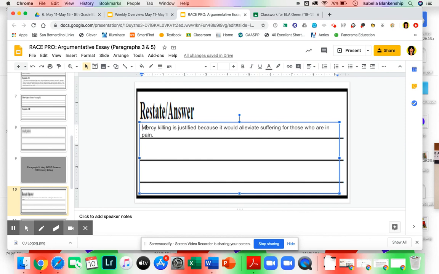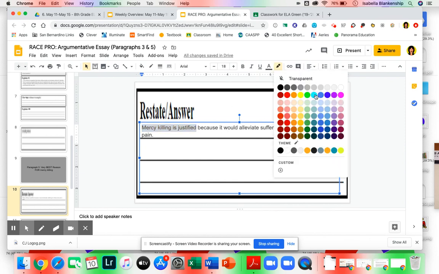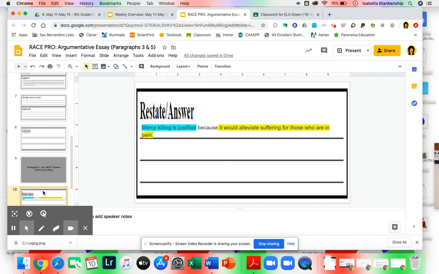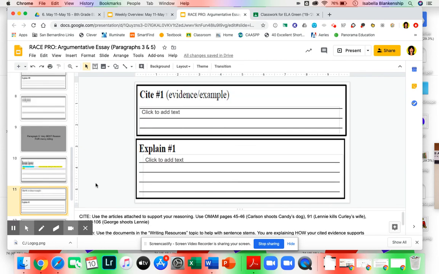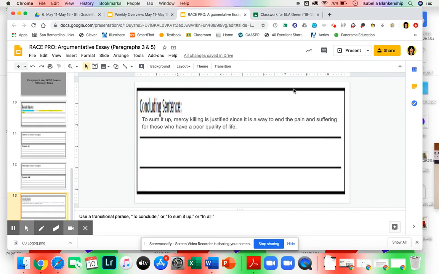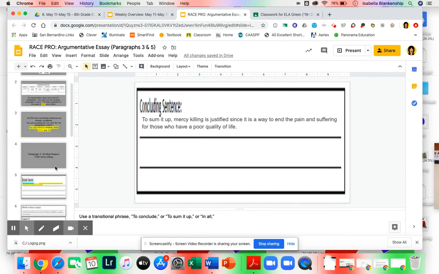Your next paragraph, mercy killing is justified again. Remember, we're going from the pro stance, and this time you're going to find evidence that proves it would alleviate suffering from all those who are in pain. Alleviating suffering means that you would make them suffer less. So then you'll find evidence to cite in this box, then explain it. And then finally, a concluding sentence. And that is how you complete your essay.